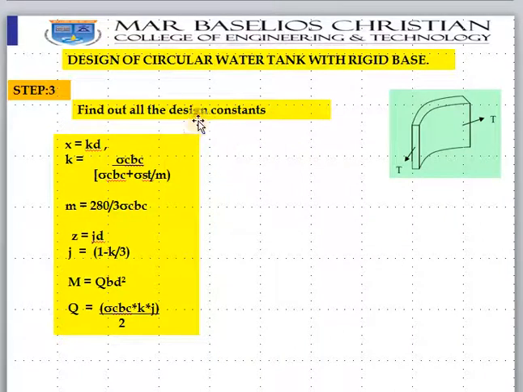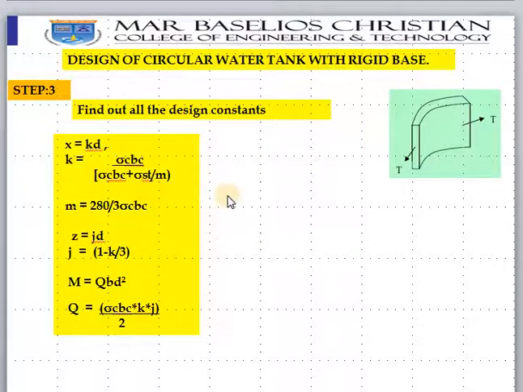The next step is finding out all these coefficients. For all these formulas, the only things you need to find are sigma CBC and sigma ST. Sigma CBC is a constant. It is the bending stress in compression for the concrete. It is there in IS 456, as I told you. Otherwise, you can find it by using fck by 3, which will give you an approximate value. You round it up.